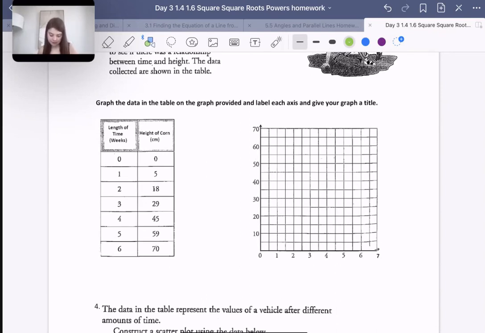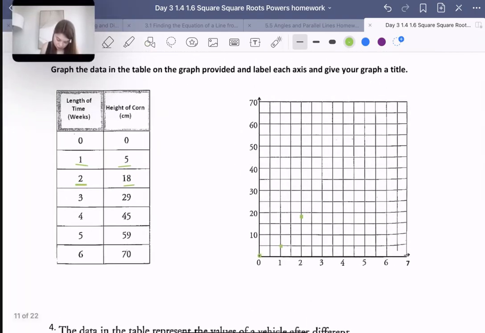Okay, so first let's plot these points. So we have 0, 0 as the first point. Then we have 1, 5. So 1 week would give us 5 centimeters of corn. Then it's 2 would be 18. So there we go. Then, oh, that's why it's being weird. It's on this setting and not the regular drawing tool.